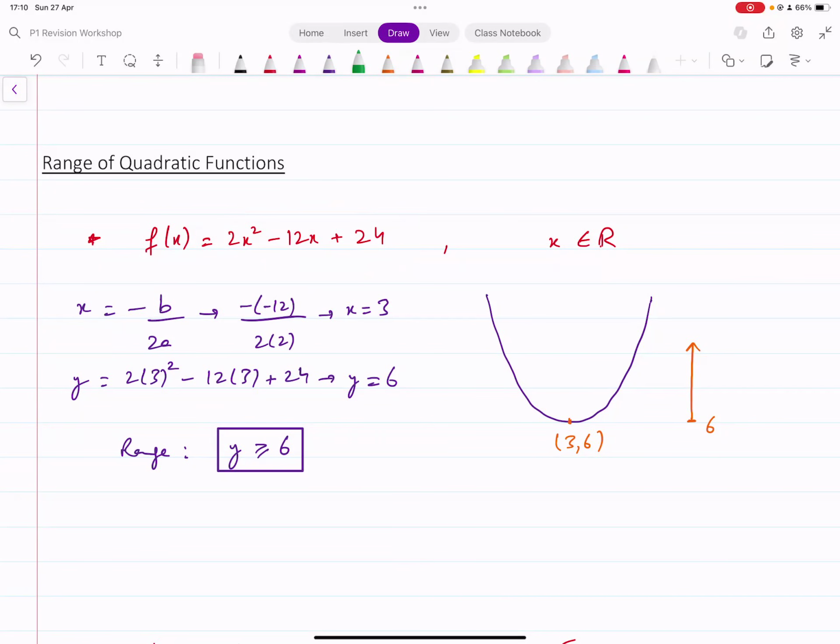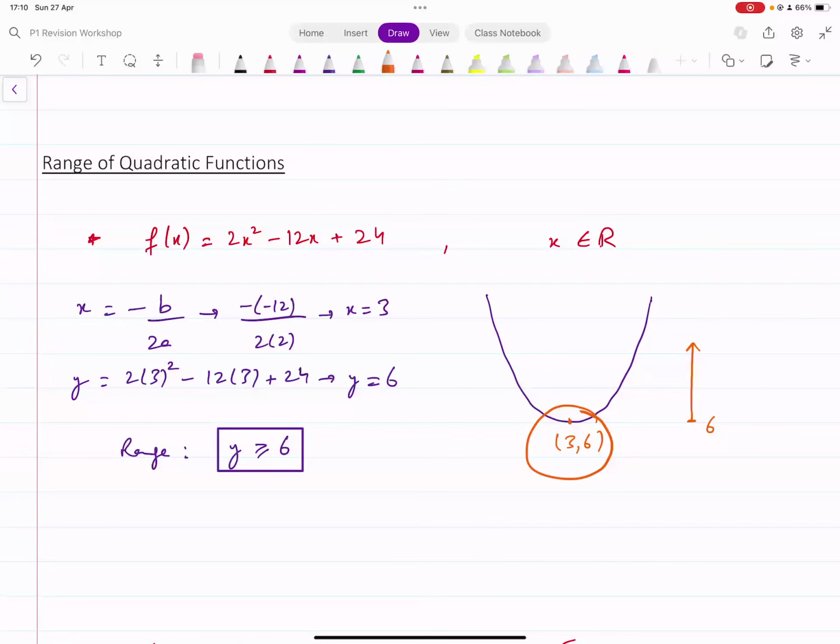So how do you find the range of quadratic functions? You always have to find out the turning point of the quadratic function. We know how to do that: minus b over 2a, differentiation, completing the square. You find the turning point using any method. Let's say, in this case, the turning point turns out to be (3, 6).